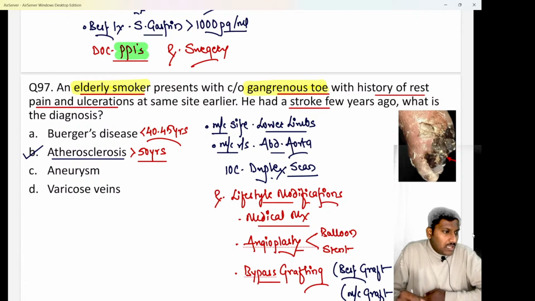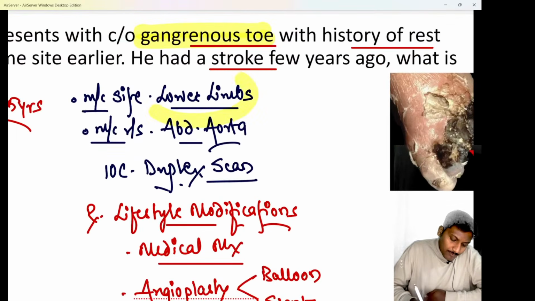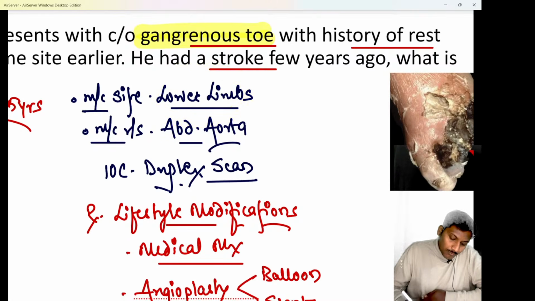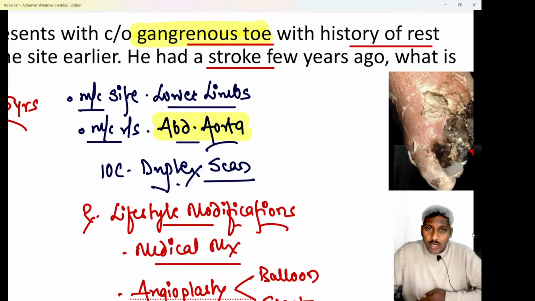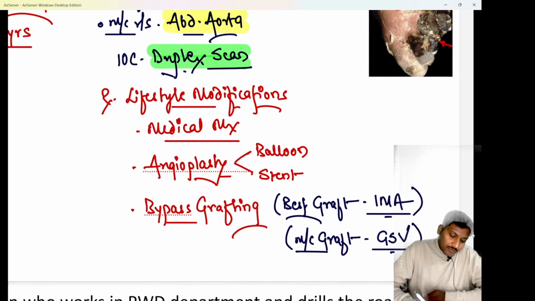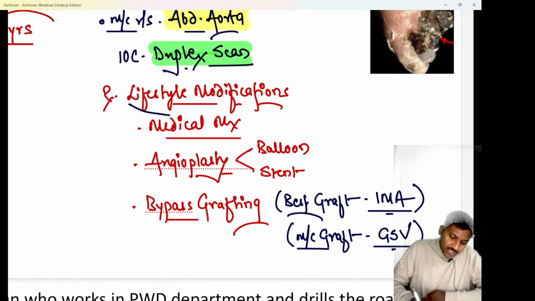Whether they say atherosclerosis or Buerger's, we know in both conditions the patient will have lower limb blockage. That means there will be blockage of the arteries in the lower limbs commonly. The most common vessel blocked in atherosclerosis is the abdominal aorta, and the most common peripheral vessel blocked is the popliteal artery. PYQ: most common peripheral vessel blocked in atherosclerosis is the popliteal artery. The investigation of choice for all peripheral vessels is a duplex scan or a color Doppler. Treatment of atherosclerosis, initially you will give lifestyle modifications.